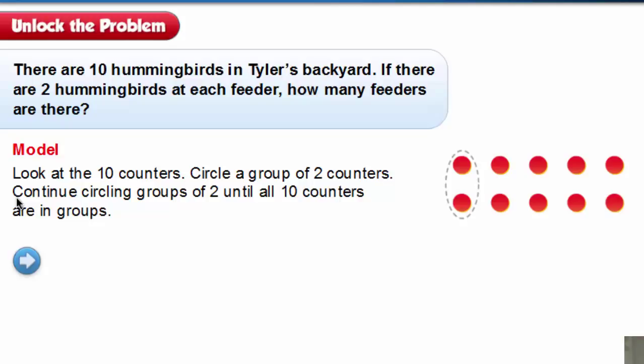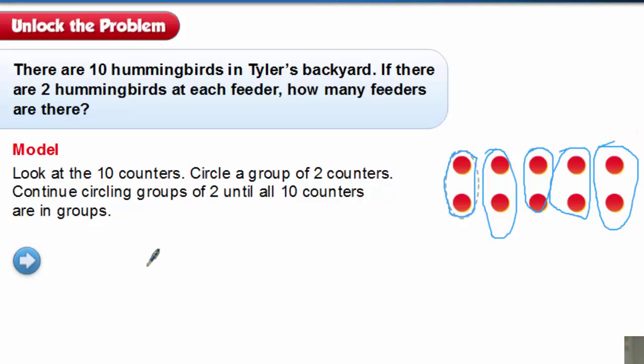So here we go. We can look at the 10 counters. We can circle a group of 2 counters, and we're going to continue circling groups of 2 until all 10 counters are in groups of 2. So here we have one group of 2, group of 2, group of 2, group of 2, and group of 2.